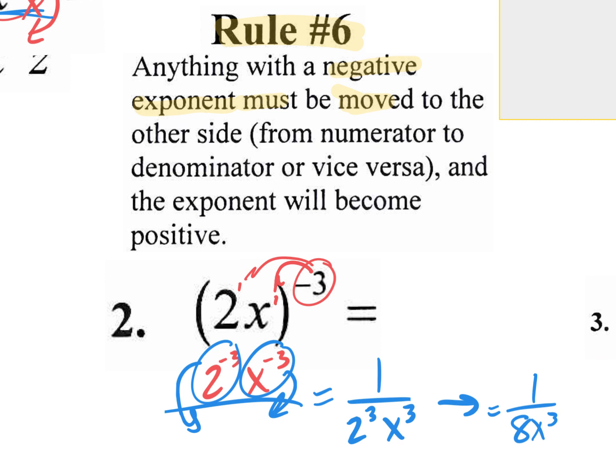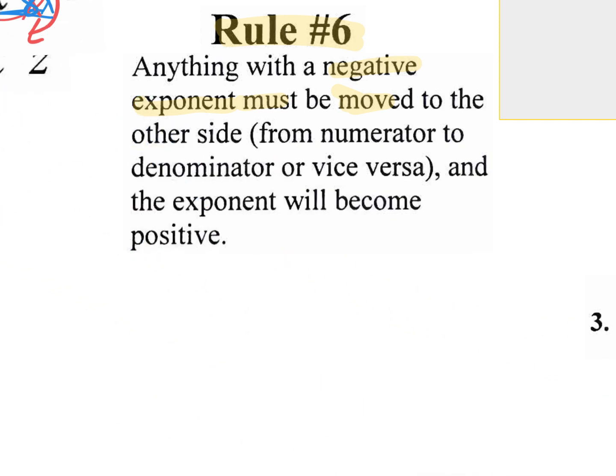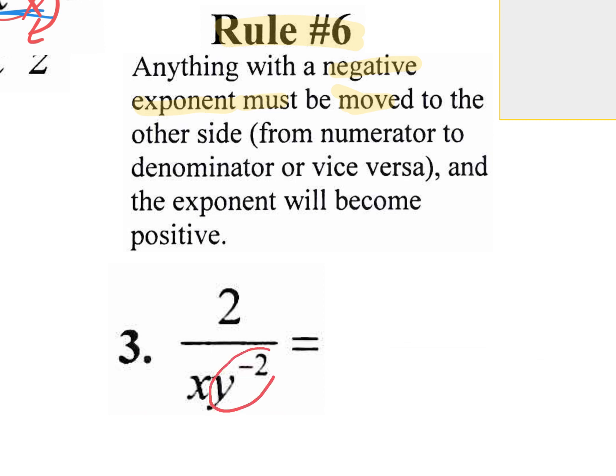Anyways, before talking about the last rule, let me do one more of this. I apologize. Let me get this out of the way. And here we go. Help me out here. What is the only thing with the negative exponent? This is the only thing that's going to move. Where's it going to move? To the other side, and it's going to become positive.